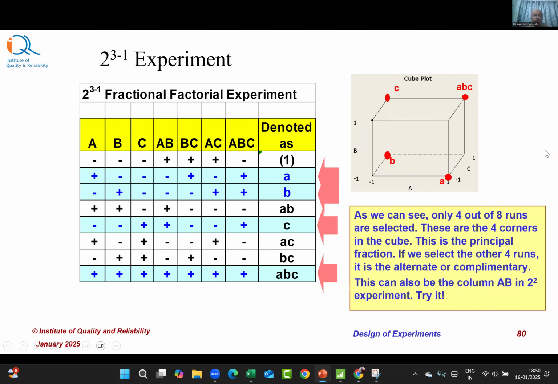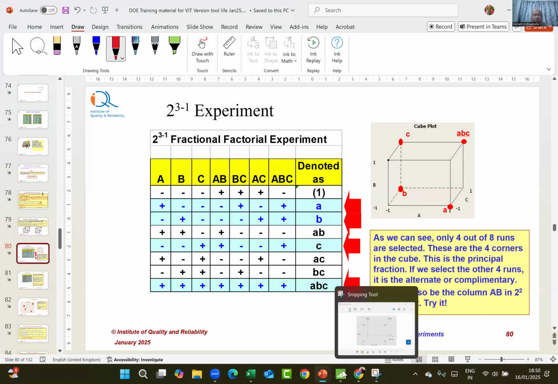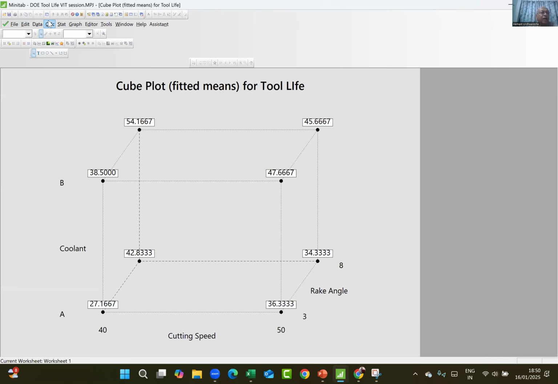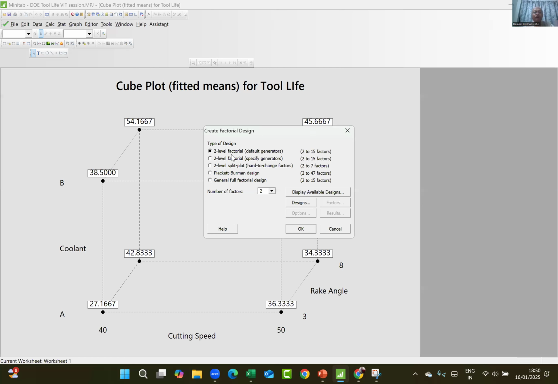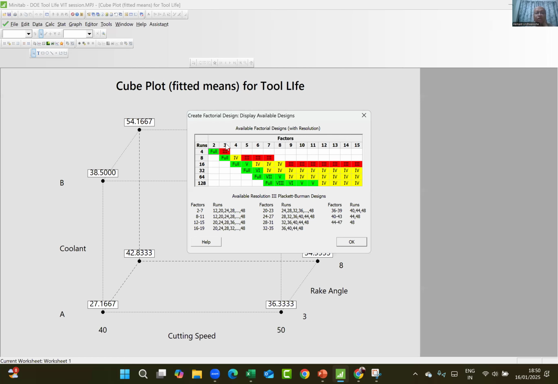So if I want to create this design in Minitab, I just want to show you here. I continue in the same file. So I go to stat, DOE, factorial, create factorial design, two-level factorial default generators. Number of factors I choose as 3. And now if you click on display available designs, you can see for 3 factors, there are 2 designs available. If you have half fraction that is with 4 runs, it's a resolution 3. I'll talk about the resolution in a short while. And 8 runs will be a full. We are selecting a half fraction here with 4 runs.